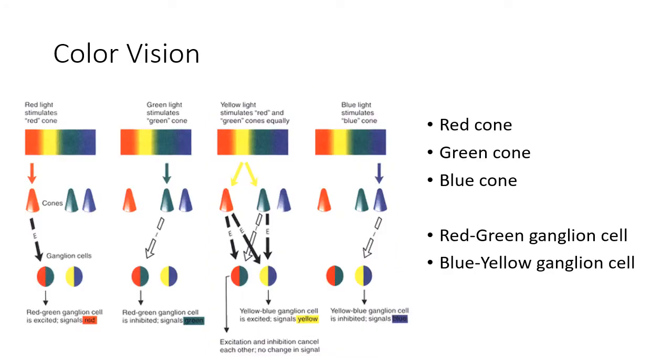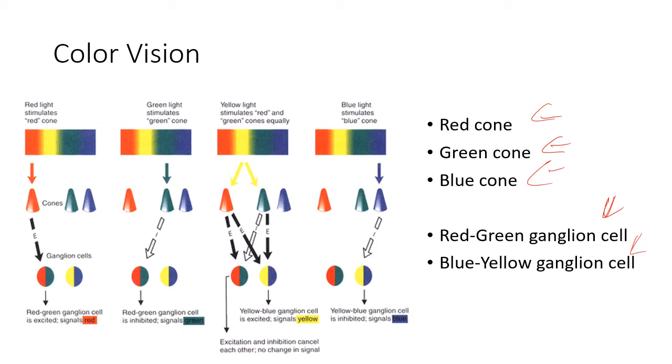Whereas rods are simple, cones are complex, or at least relatively complex compared to rods. When we talk about color vision, we're talking about the cones. There are three types of cones that we're going to discuss: red cones, green cones, and blue cones. Also important are the ganglion cells, because they transfer the information and result in activation. So we've got red-green ganglion cells and blue-yellow ganglion cells.